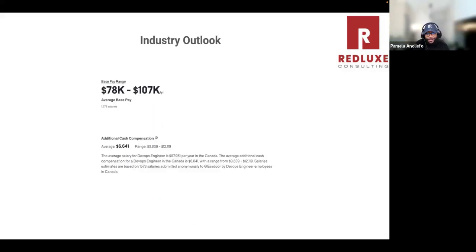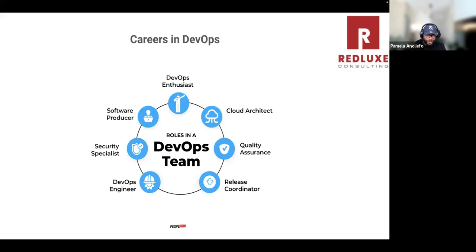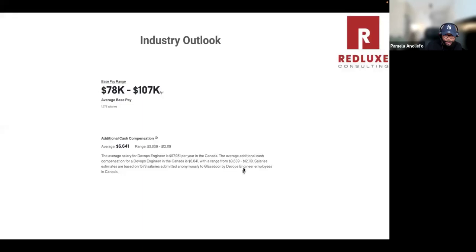Yeah. So what's the industry outlook? You can go to glassdoor.com to get more detailed information around some of these roles. Just search for DevOps engineer salaries in Canada, in the US, whichever country you're in, or cloud architect salary in Canada, US, or DevOps quality assurance salaries, stuff like that. That gives you a good understanding of the range of compensation.